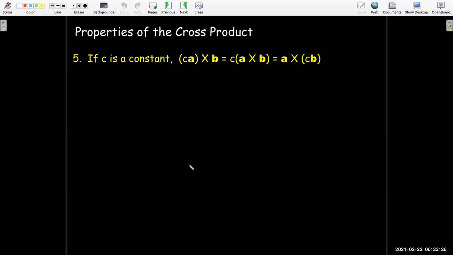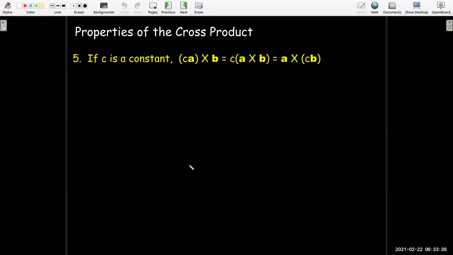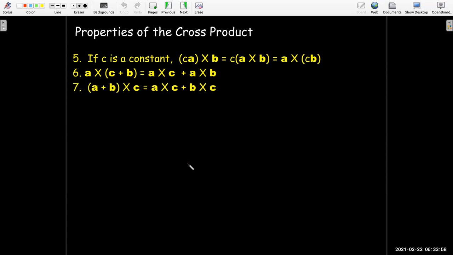All right, some more properties of the cross product. Well, we have an associative property with a constant. So if I have a constant times a vector and then take the cross product, that's the same as first taking the cross product and then multiplying by the constant. We have a distributive property across addition of vectors. And that distributive property holds whether we're performing the cross product on the left or on the right.